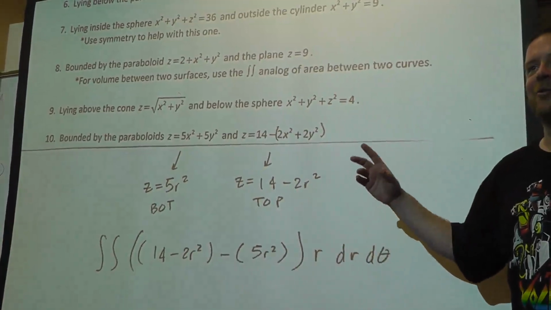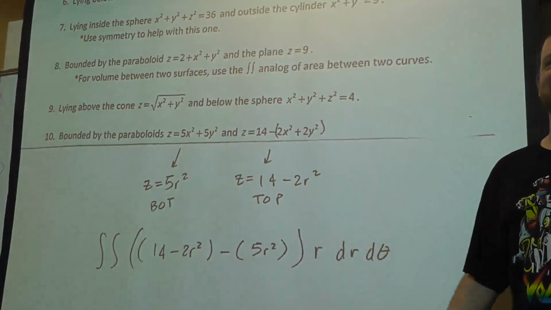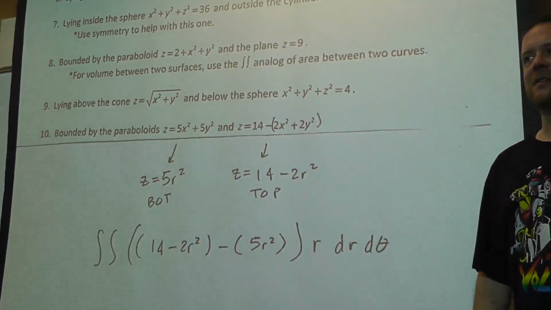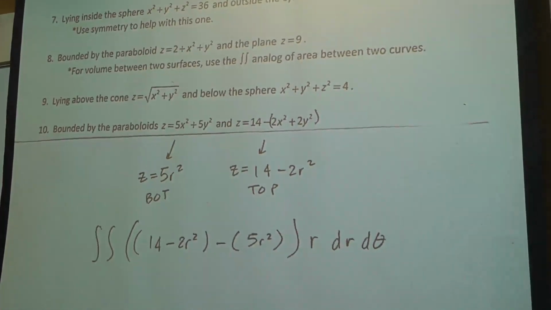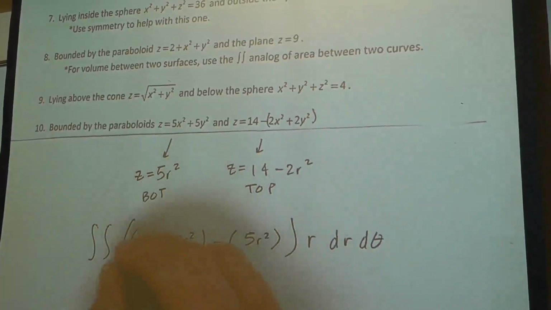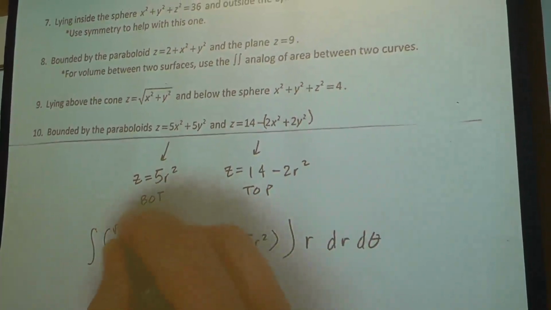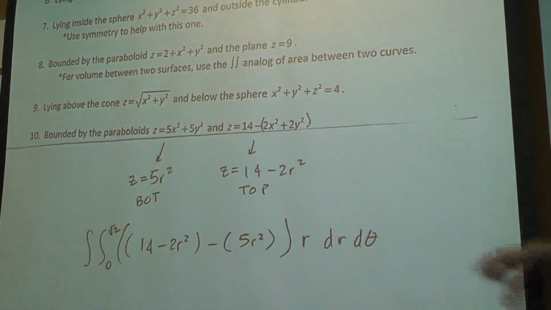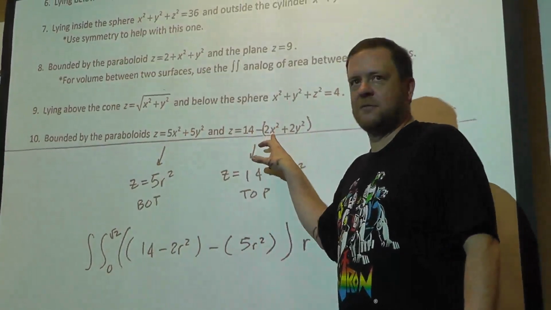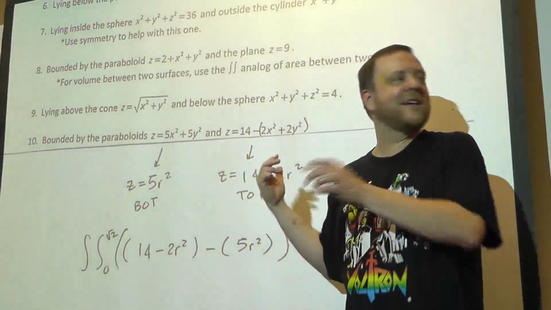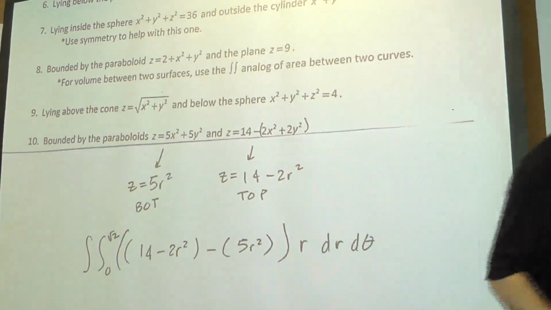Now, what are your r limits? The trickiest thing is the r limits of integration. 0 to square root of 2. And the reason why is because you need to come up with the curve of intersection where this paraboloid hits this one. So let me talk aloud. I've actually got these things graphed on the software package over here.